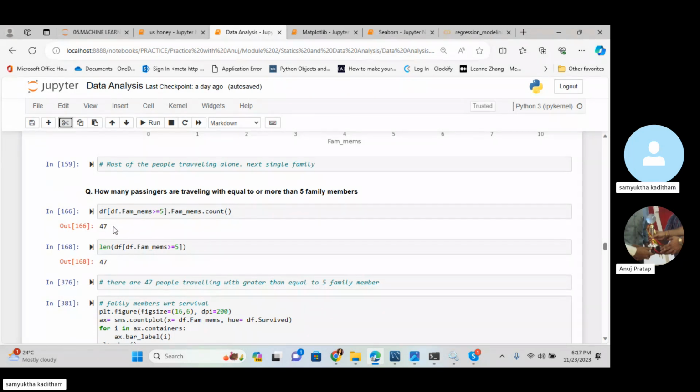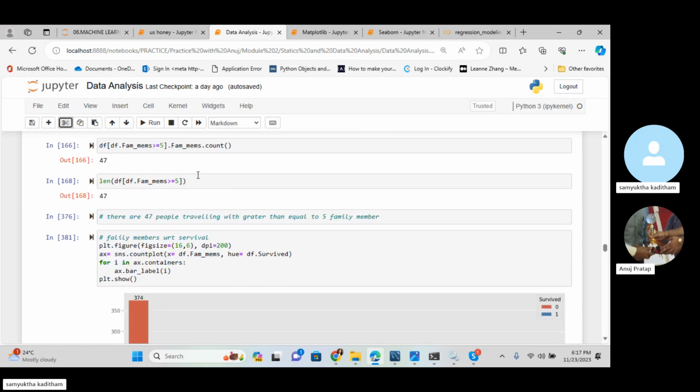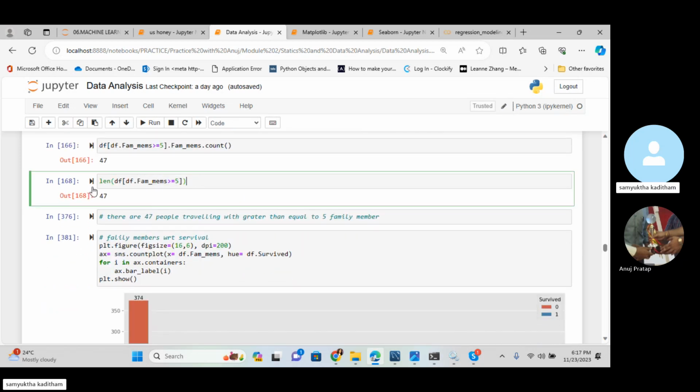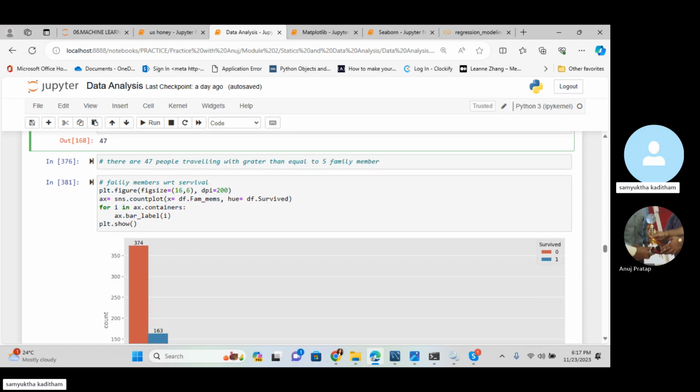So it tells us 47 passengers are traveling with family members. There are 47 people having a family of more than five people. There is one alternative for this; it can also be calculated like this. Then there are 47 people traveling with greater than or equal to five family members.